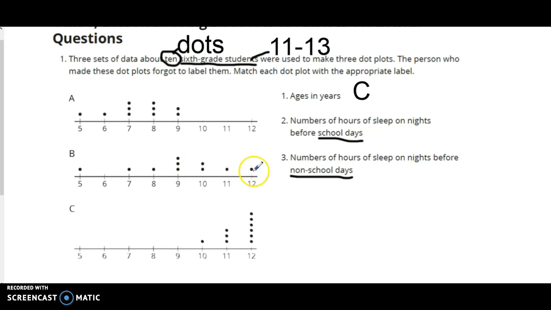Like they're getting 11 or 12 hours of sleep. But there's a lot more of a range, whereas this looks consistent. Like they're setting their alarm like it's a school day. So 2 should be A because it's a lot more consistent. And then B is number 3. It has a bigger range.